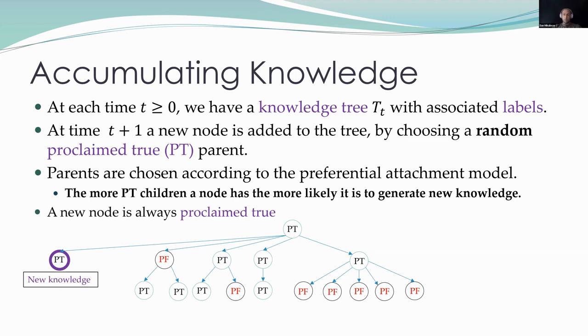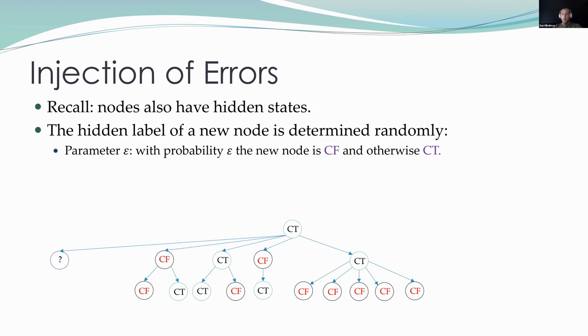Now, what is the process of injecting errors? Recall, every node also has a hidden state of the objective truth inside it. Either it is conditionally false or conditionally true. So for every new node, we throw a biased coin, we introduce a parameter epsilon, and with probability epsilon, the new node will be conditionally false. Otherwise, it's conditionally true. So in some sense, this parameter epsilon is the proportion of errors in our process. For example, in this tree, the new node chose the root as its parent, but turned out to be a false node. It contains some mistake in it. It is conditionally false.